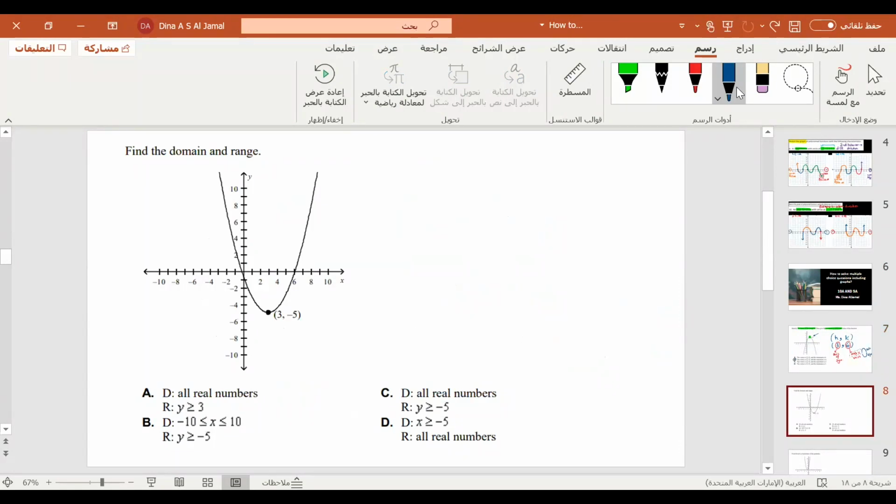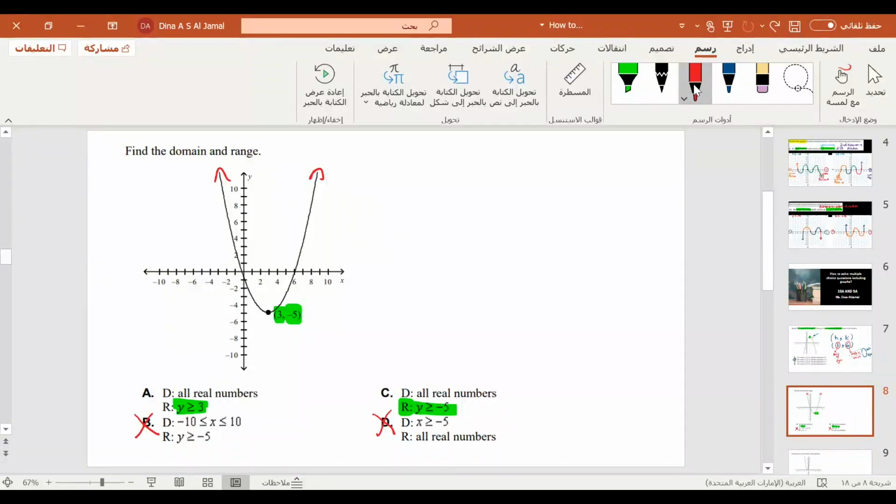Find the domain and the range. Whenever you have the domain of a quadratic function, it is all reals. So from now, you just delete option B and delete option D. You are left with A and C. One of them used the X value to tell you the range. One of them used the Y value to tell you the range. And now it is critical and it depends on your understanding.